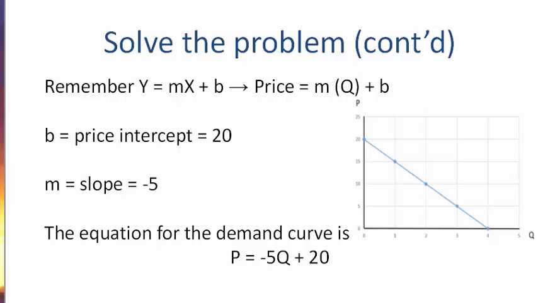Okay, recall the equation for the line, y equals mx plus b. If we put that in terms of the economics variables here, price is equal to the slope times the quantity plus the intercept. We note that the price intercept is 20. We've already solved for the slope as -5. So the equation for the demand curve is price is equal to -5Q plus 20.